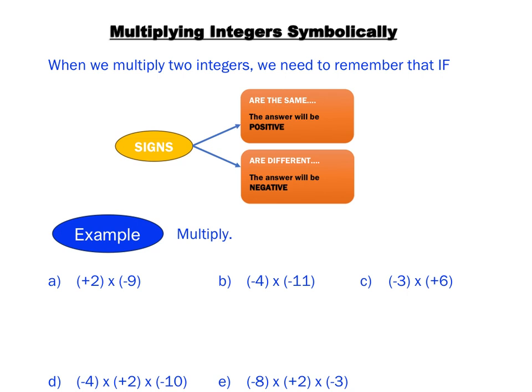Now, generally speaking, multiplying integers is generally easier than adding or subtracting. However, you do need to know your multiplication tables. And some of you are rock stars at it, and I see that, and some of you are not. That's okay, but you need to practice them if you're not. So let's do some examples.